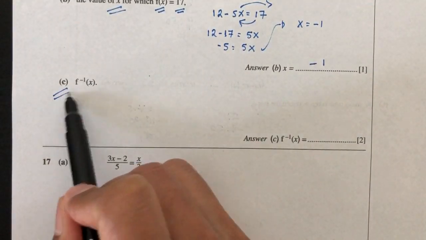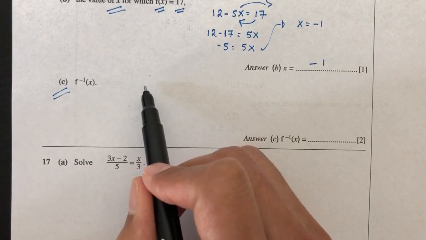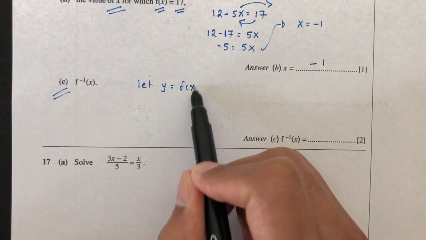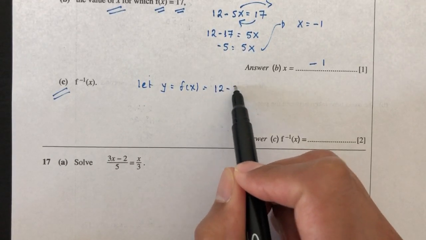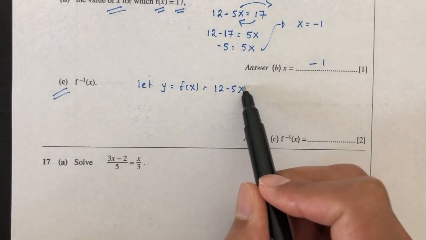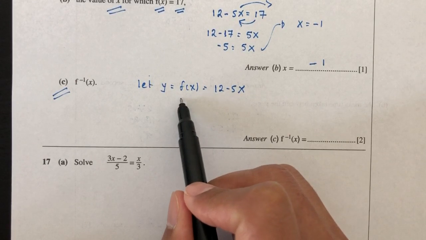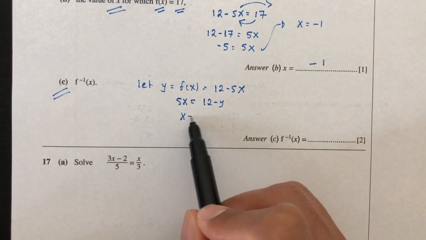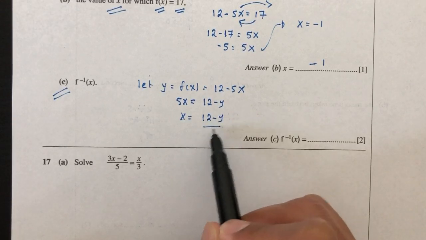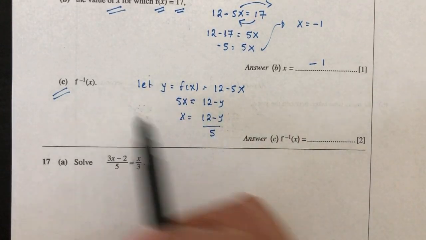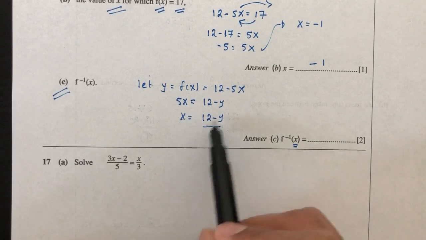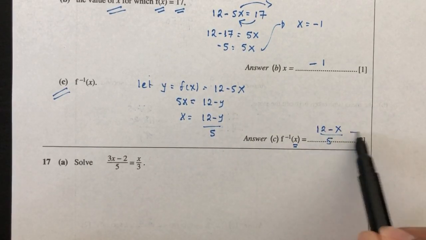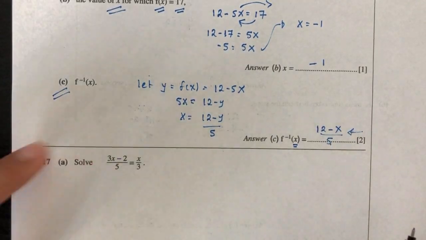So now for part C, find f inverse of x. So the first step is always to let y equal to f of x, which is 12 minus 5x. Now we have to make x the subject of formula, so that will be 5x equal to 12 minus y. So x will be 12 minus y divided by 5. Now since f inverse is in terms of x, we have to convert this to x. 12 minus x over 5. This will be your answer for part C.